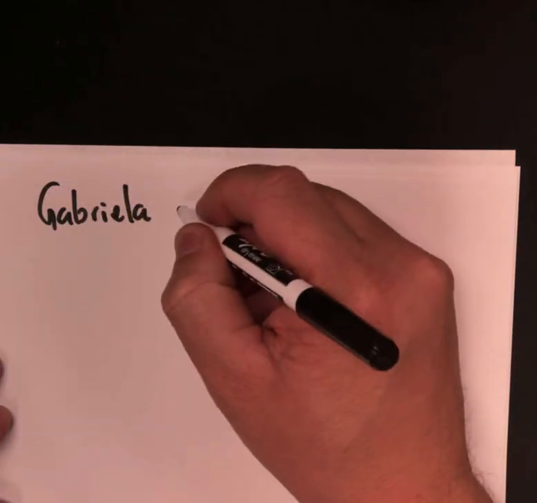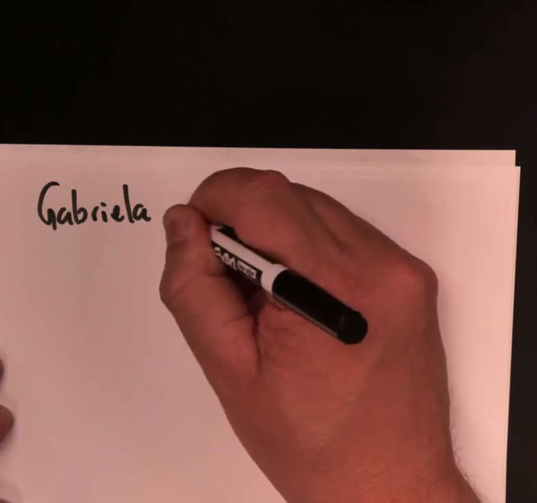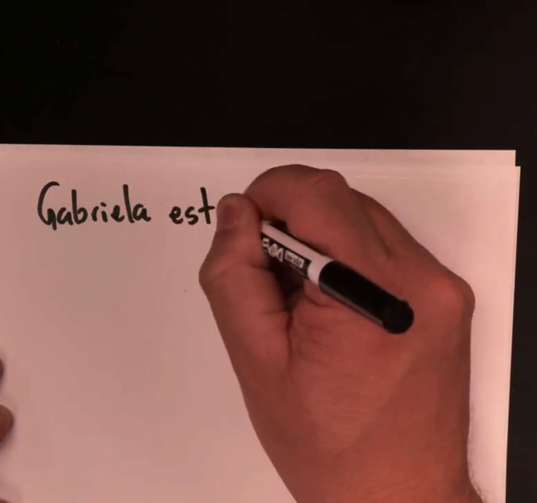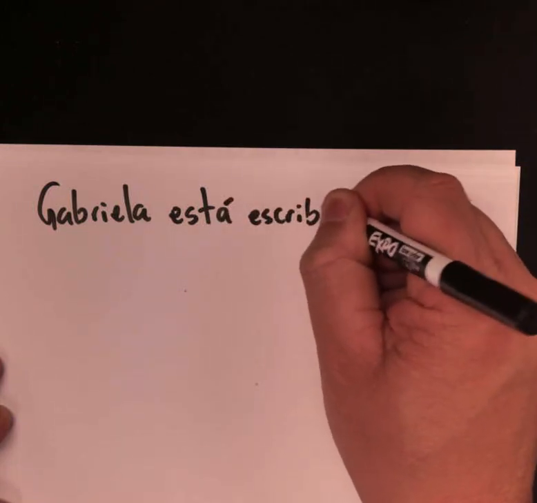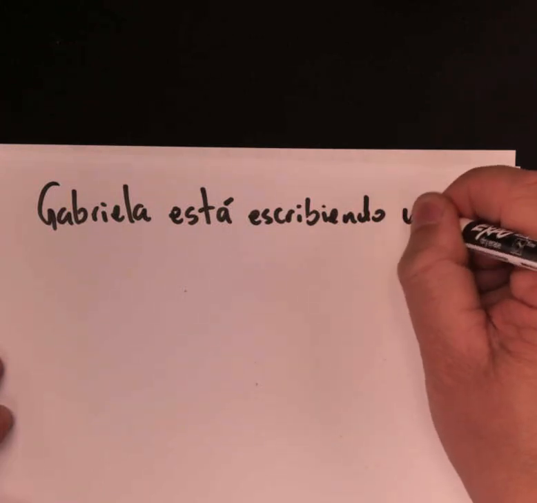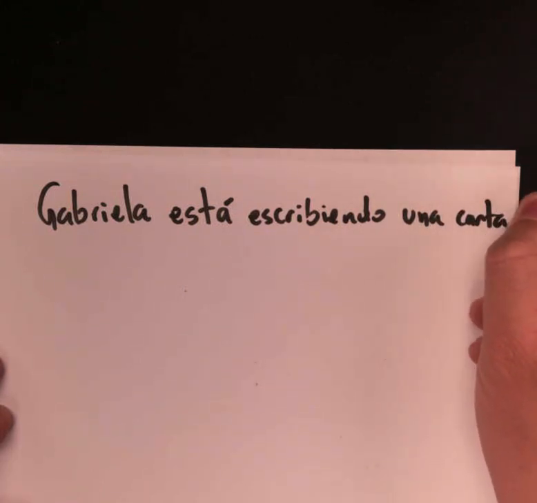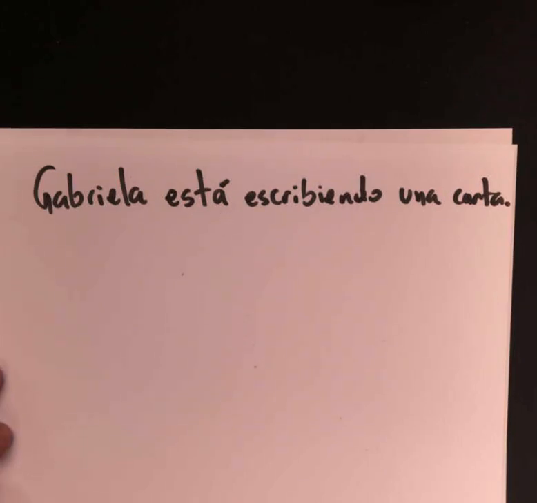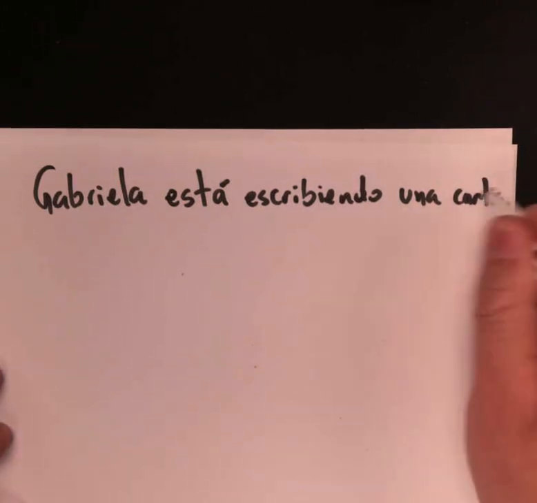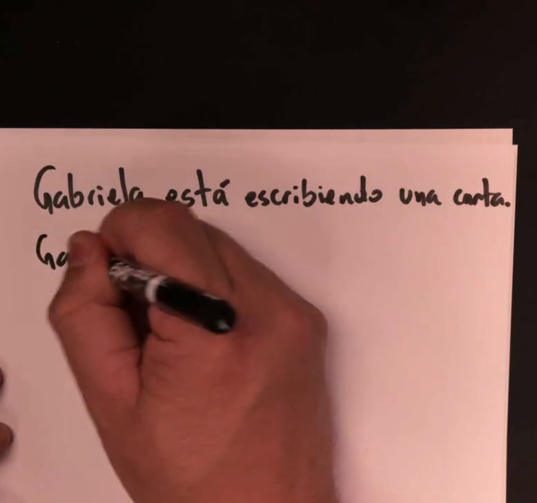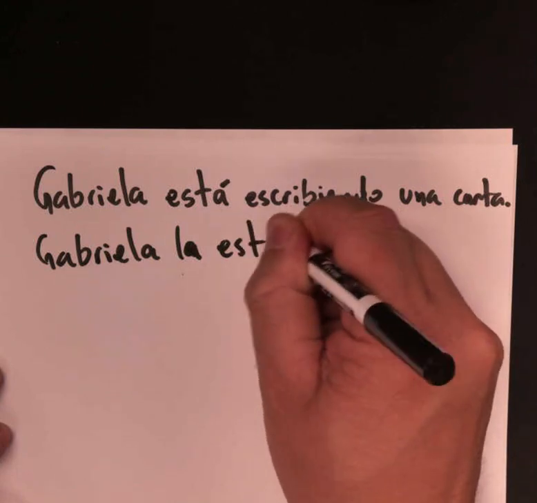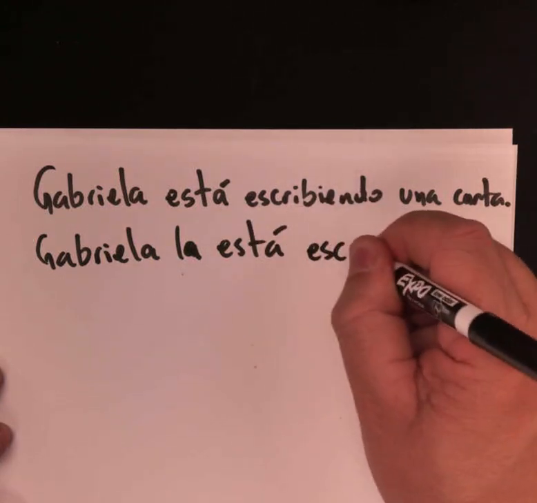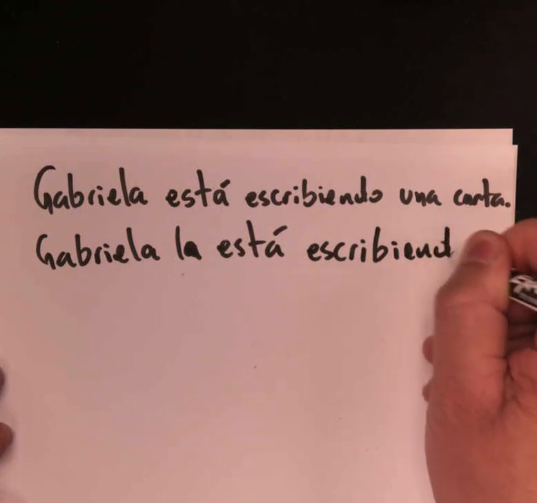Gabriela está escribiendo una carta. Gabriela está escribiendo una carta. Again, this is the word that we're going to substitute. So Gabriela la está escribiendo.